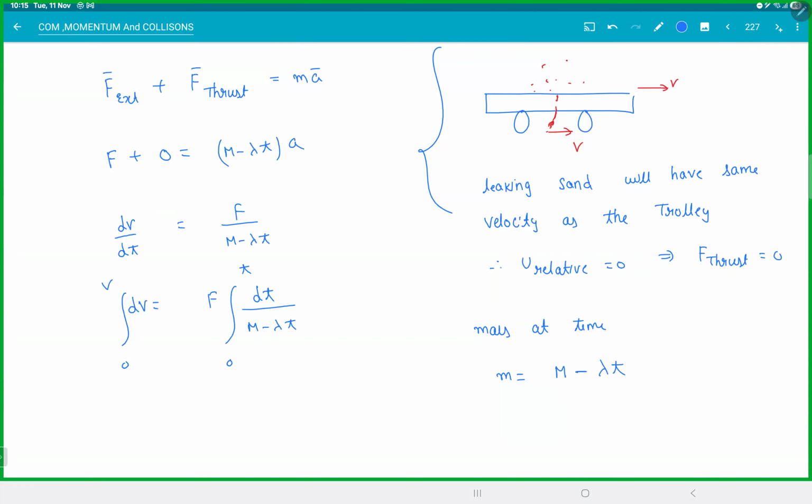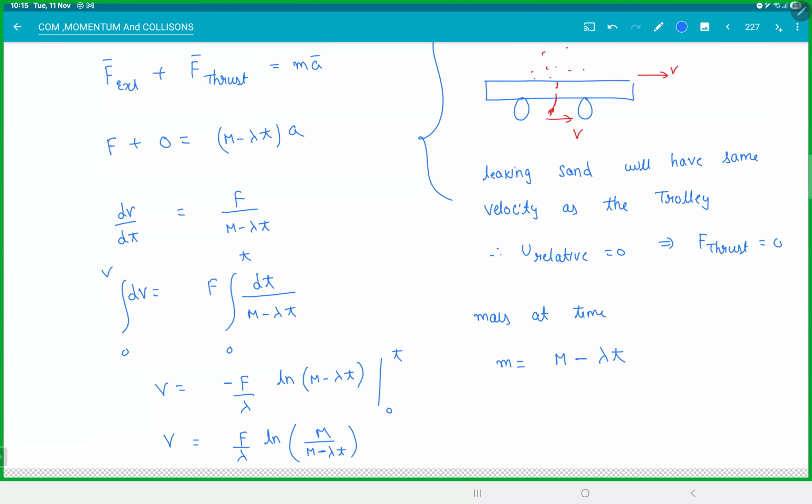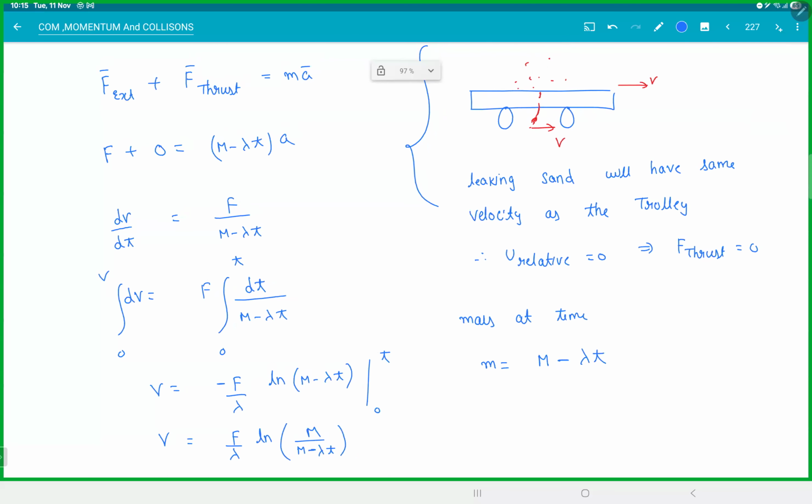We get v is equal to, this will become minus F by lambda ln m minus lambda t. Limits will go from 0 to t. This would be F by lambda ln m by m minus lambda t. So I send the minus sign inside and you substitute the limits. That's your velocity of the trolley after time t. Is that clear, everyone?